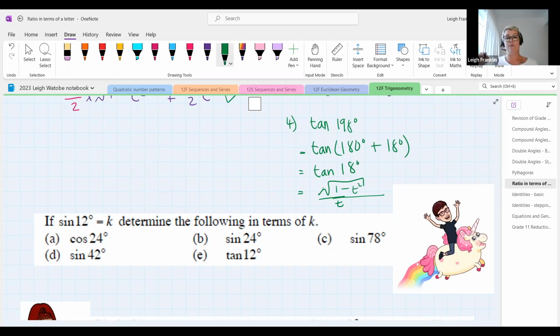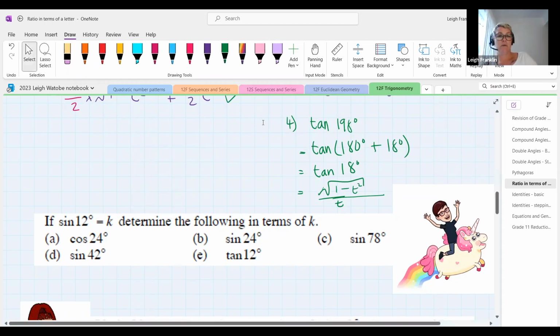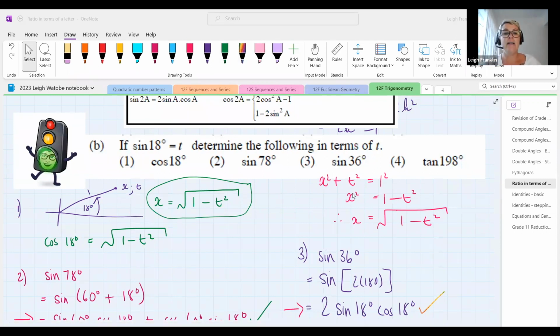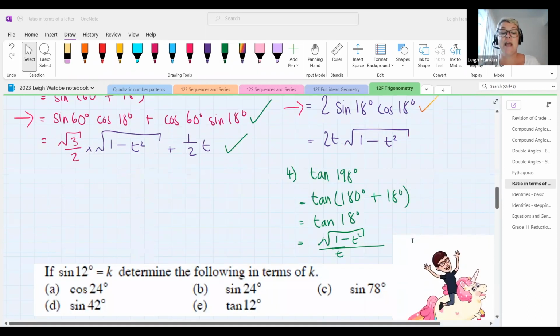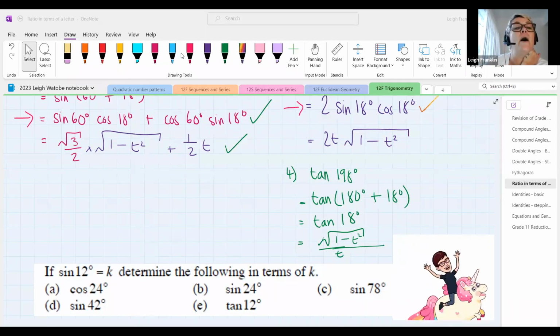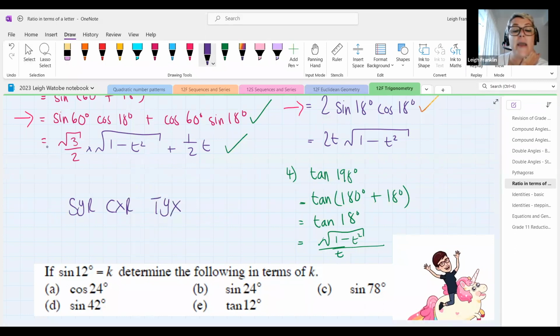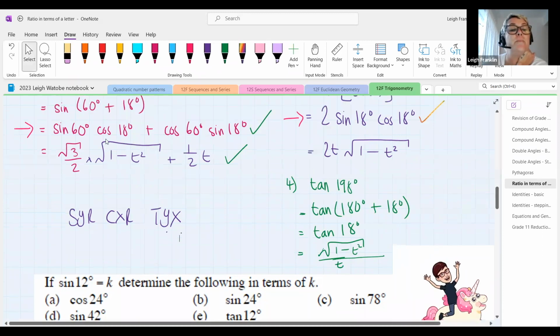Okay, y over x. Thank you. Good job. Well done. Very, very nice. Okay, so Nhlanhla, the other way around. Root 1 minus t squared over t, because remember, the tan of any angle is y over x. So if you remember last week, I showed you this thing, SYR, CXR, TYX. So y has got to go at the top and x has got to go at the bottom.